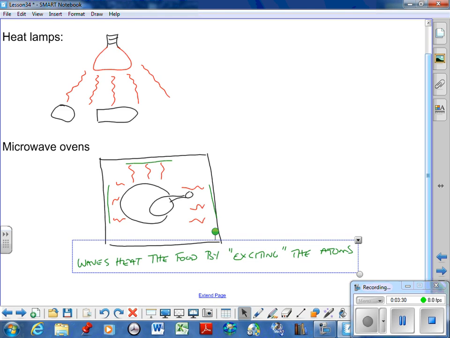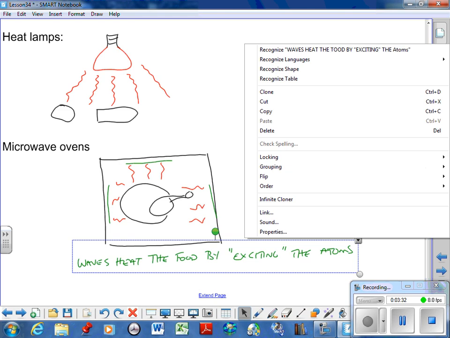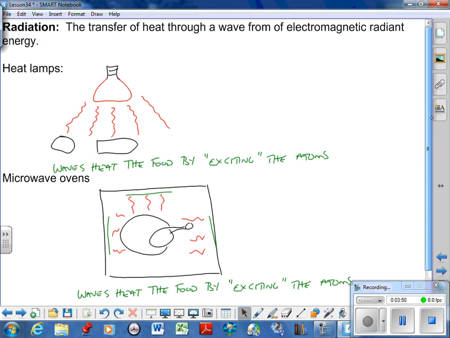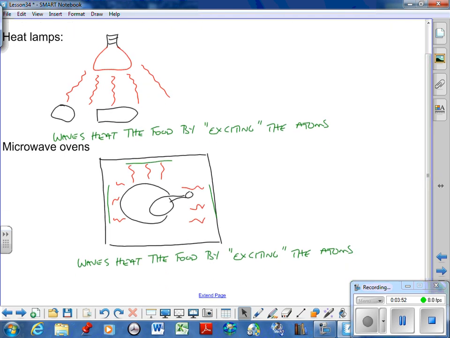So it excites those atoms to vibrate back and forth, and by doing that, it heats up your food. Okay, it excites the atoms so that they vibrate, and that energy then is transferred as a heat transfer. So there is your radiant energy. All right, radiation. So there are your three forms.